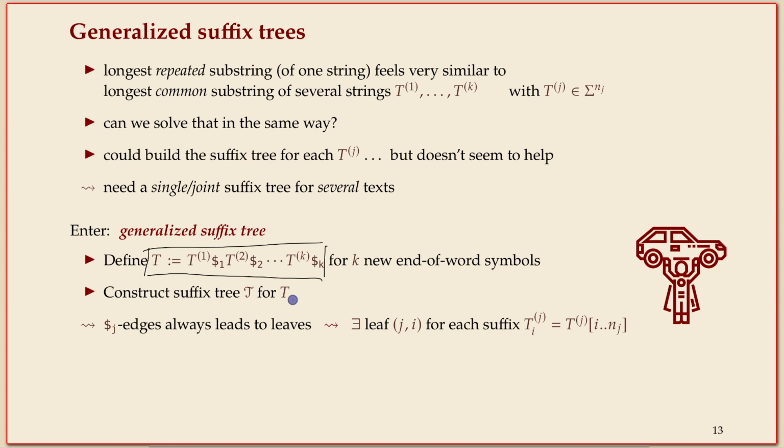And then you build the suffix tree for this new text, ignoring that it is composed of these individual texts. And if you look at the resulting tree, you will find that there are always some $j edges that lead to leaves, just because they occur in only one place. So for every suffix of every text, you find one leaf. So in a way, the very same trick works. It's just a neat little extra idea that's needed for that.